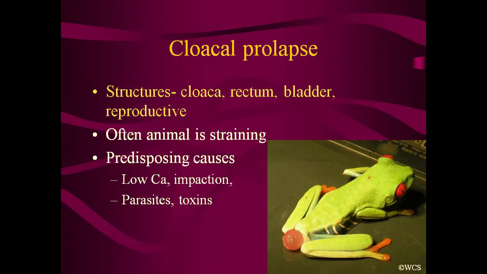Various structures can prolapse from the vent, including the cloaca, the rectum, the bladder, or reproductive organs. Once prolapsed, the animal may be seen straining, but probably was straining prior to the prolapse for some cause. Possible predisposing factors for prolapse include hypocalcemia, gastrointestinal impaction, GI parasites, or possibly toxins.